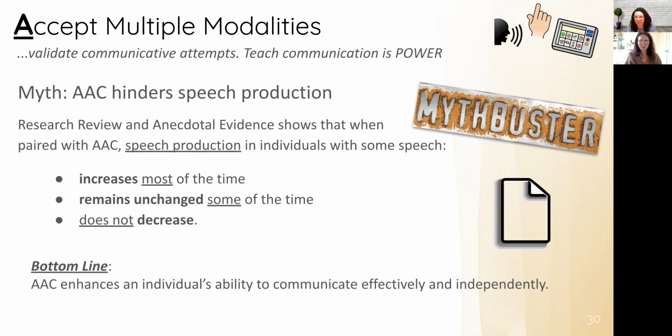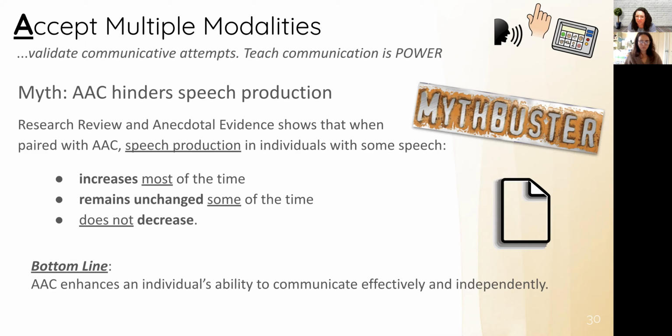It does not. Every research study that's ever been done on the effects of AAC in correlation with speech production shows that it does not hinder their speech production at all. In fact, most of the time it's going to increase their speech production, or it's going to remain unchanged, but it does not decrease it. And at the same time, it's going to be improving the receptive and expressive language skills and literacy skills. All of that is going to increase. So even if we're not seeing any changes or increases in speech production, their language and literacy skills are benefiting from this, and their overall communication abilities are going to benefit from the addition of AAC.